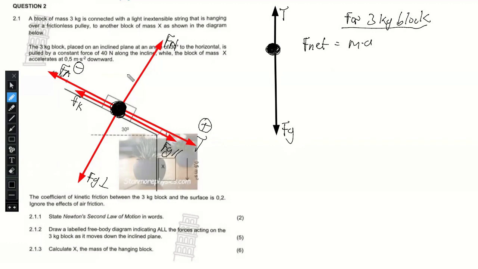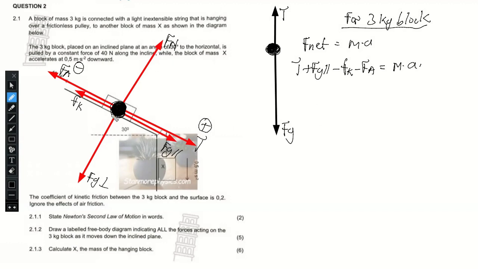Remember, the positive direction is the direction of motion, and the negative direction is the opposite direction to the motion, right? This is not based on your Cartesian plane in maths. This is based on the direction of motion. So the direction of motion, whether it's left or right, is always the positive direction. That means here we will have tension plus Fg parallel, minus, so we have to subtract all the forces in the negative direction of motion: minus Fk, minus the force applied, is equal to mass times acceleration, right?